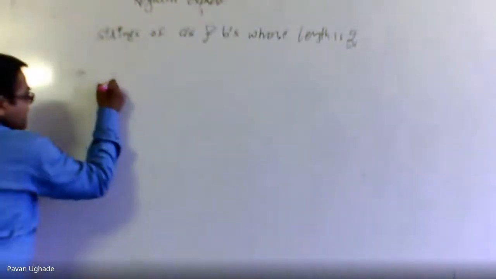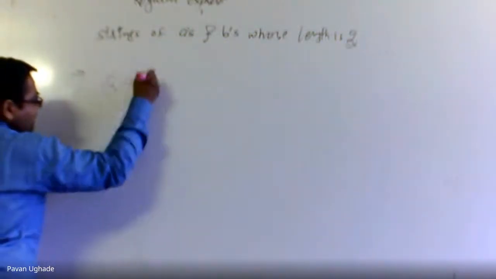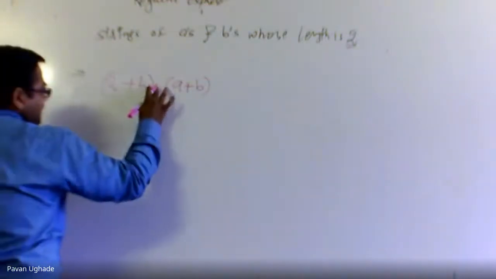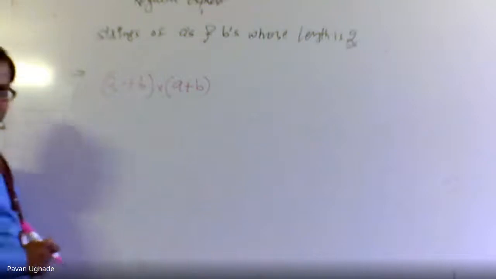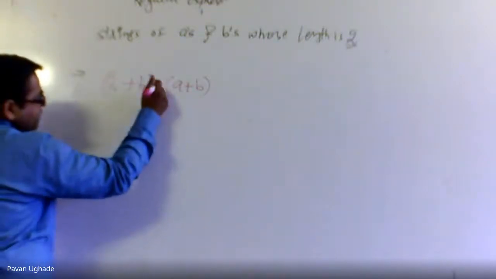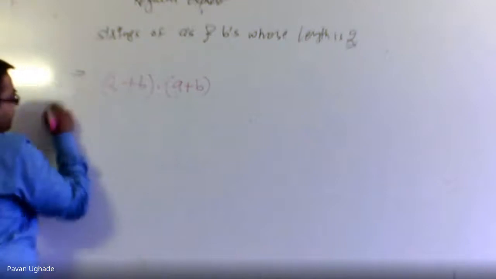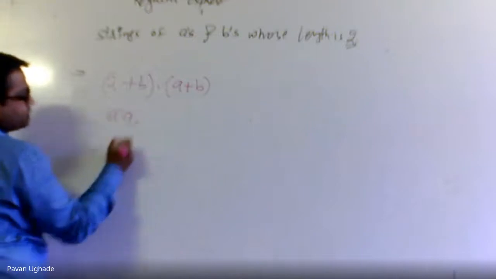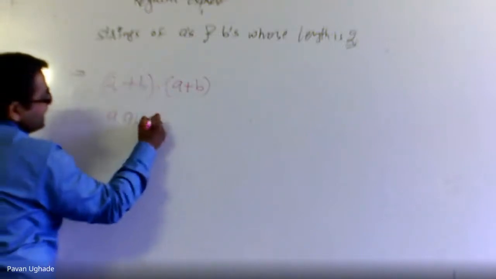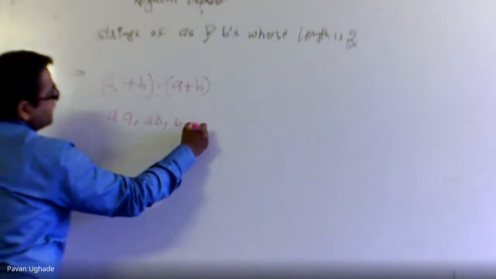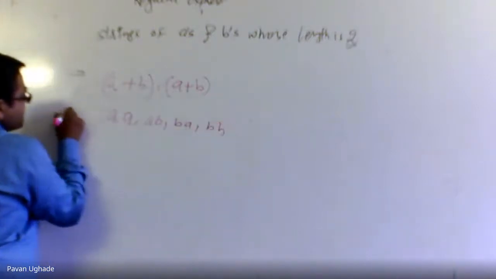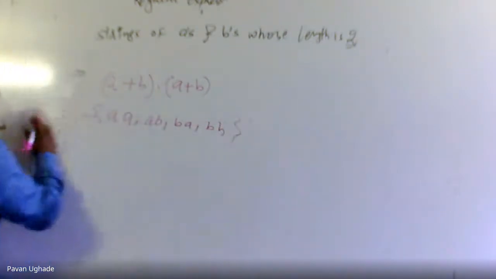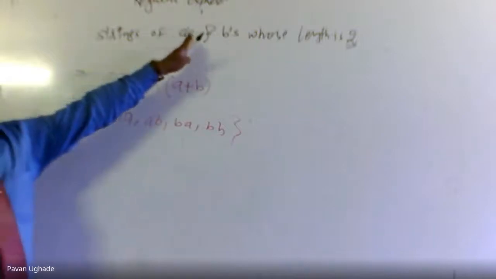See guys, (A or B) into (A or B). Now if I make the Cartesian product or dot product for this, what all possibilities you will be getting is actually this is your regular expression. But in a different way I will represent. It can be AA, then AB, then BA and BB. Right? Only this is possible.